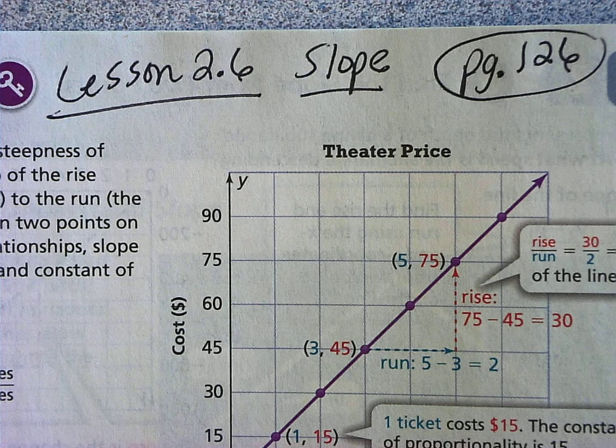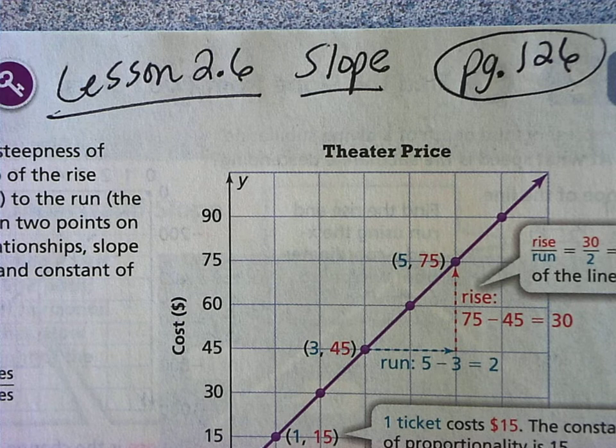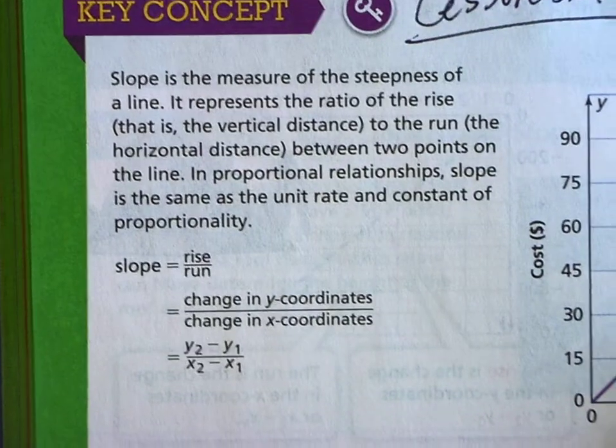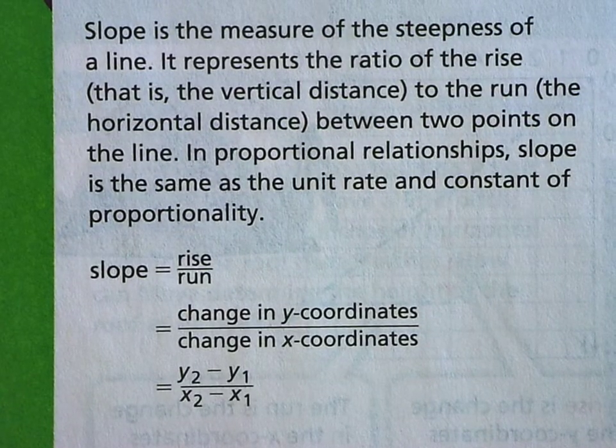Hi everyone, welcome back. Let's look at lesson 2.6, connecting proportional relationships and slope. All right, so let's look at how to find the slope of a line. The slope of a line is the steepness of a line. How steep is a line?